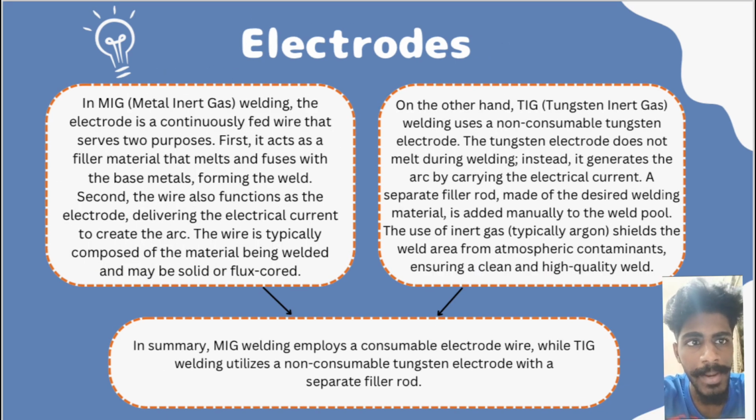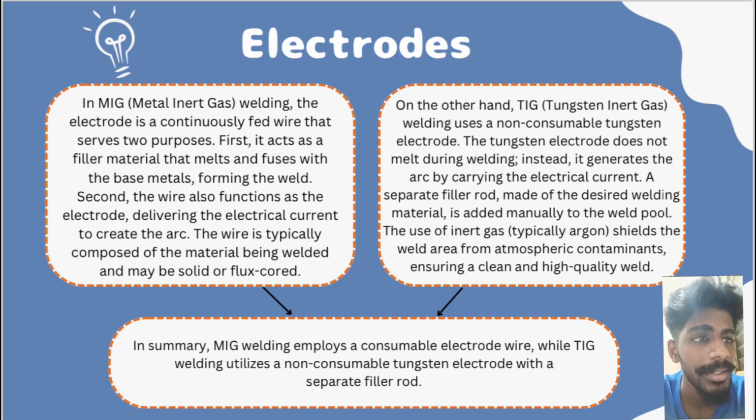Next, in metal inert gas welding, the electrode is a continuously fed wire that serves two purposes. First, it acts as a filler material that melts and fuses with the base metals, forming the weld. Second, the wire also functions as the electrode, delivering the electrical current to create the arc. The wire is typically composed of the material being welded and may be solid or flux core.